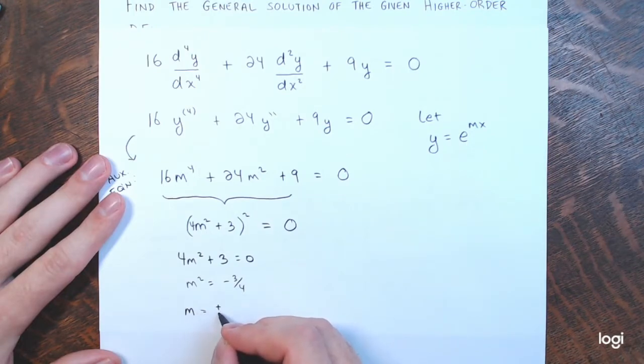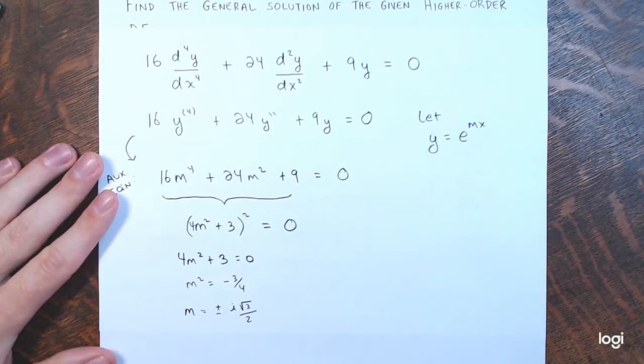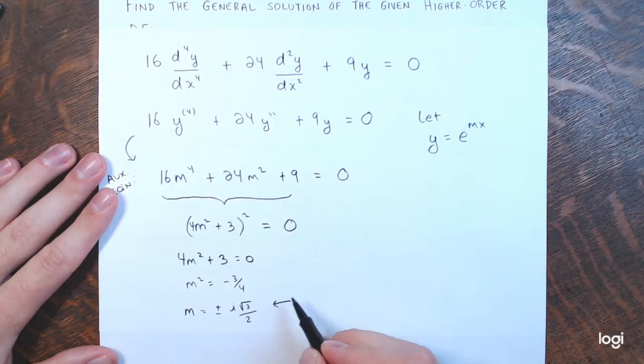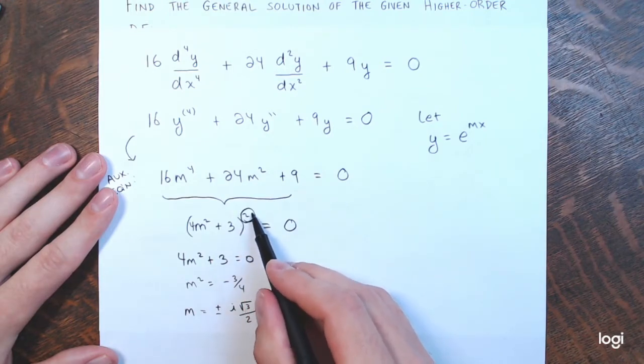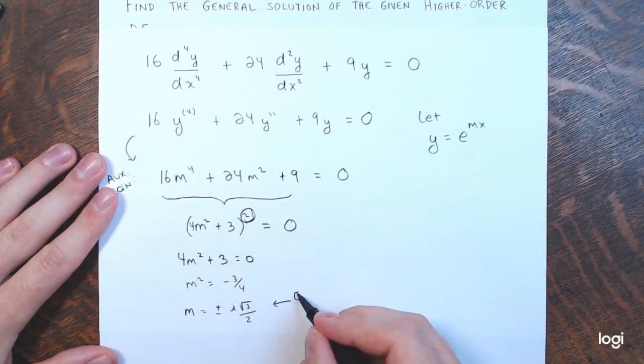So m equals plus or minus i times the square root of 3 divided by 2. Square root of both sides, and the square root of a negative, so it's got an imaginary part. But each of these has a multiplicity of 2 because this factor is being squared. So each has a multiplicity of 2.